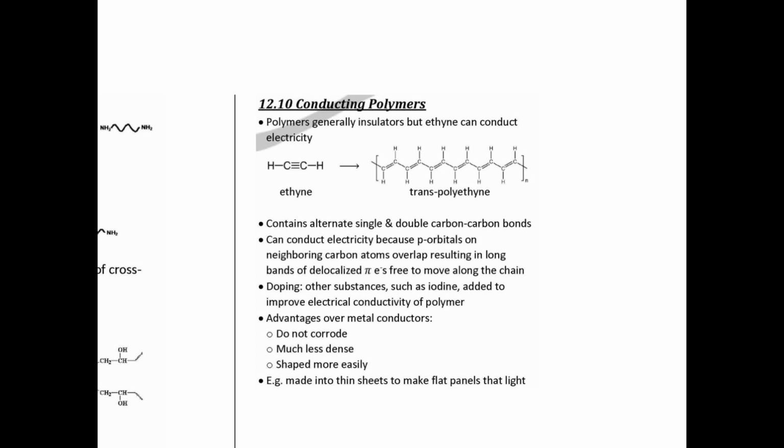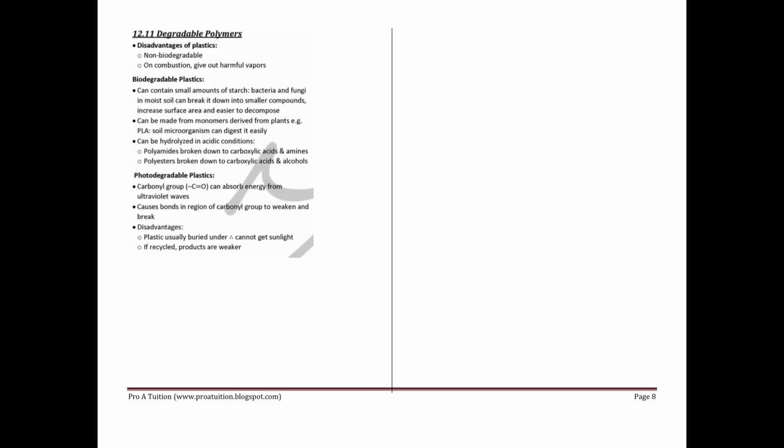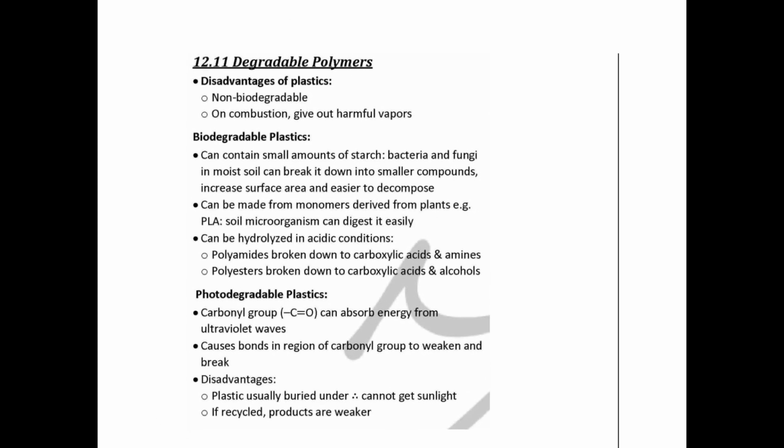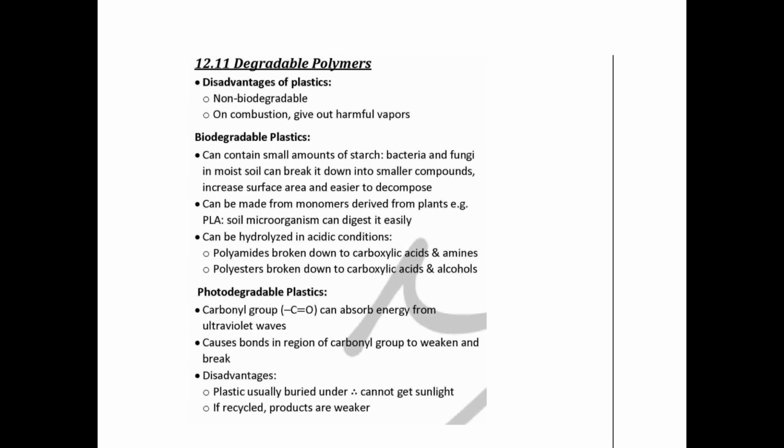Okay, now let's move on. This part is easy. Degradable polymers, that means breakdown of polymers. First point, disadvantages of plastic. So why do they say plastic at the start? Plastic is basically polymers. So the polymers, which are plastic, are non-biodegradable. That means they don't break down by bacteria or microorganisms.